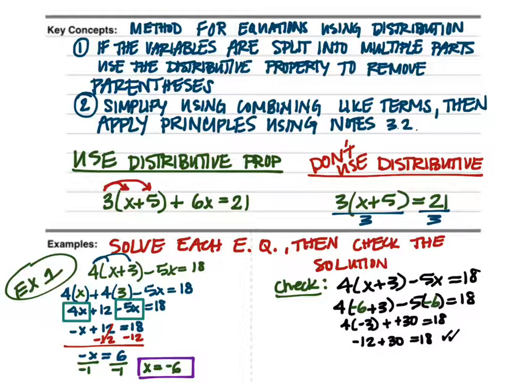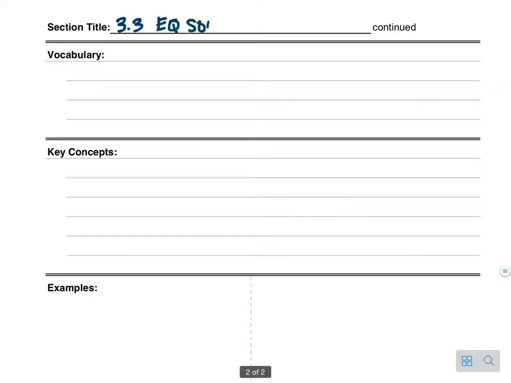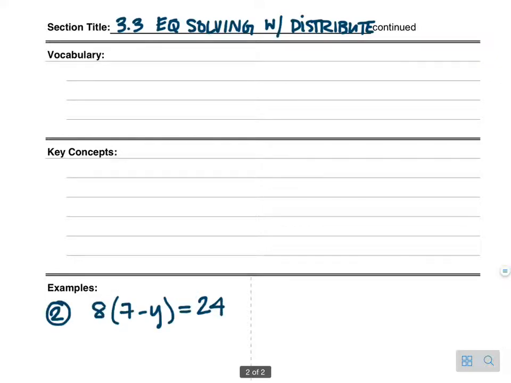Now we're going to move on to the back side of this note sheet. Add the section title for us, please, of 3.3, Equation Solving with Distributive. And we're going to leave the vocab and key concepts on this page blank for now. We might come back and add pieces in case something comes to mind that would help you on this situation. Our second example we're going to go through is 8 times the quantity of 7 minus y is equal to 24.